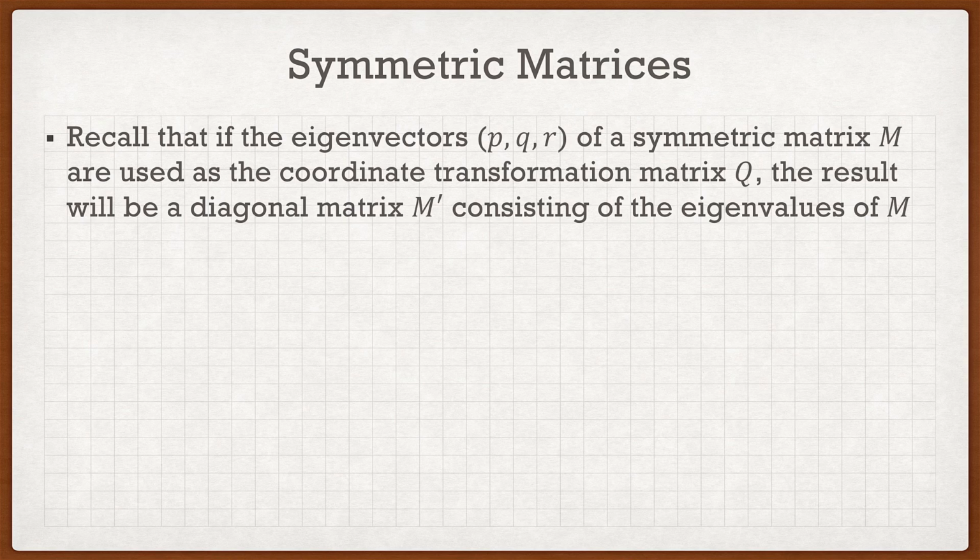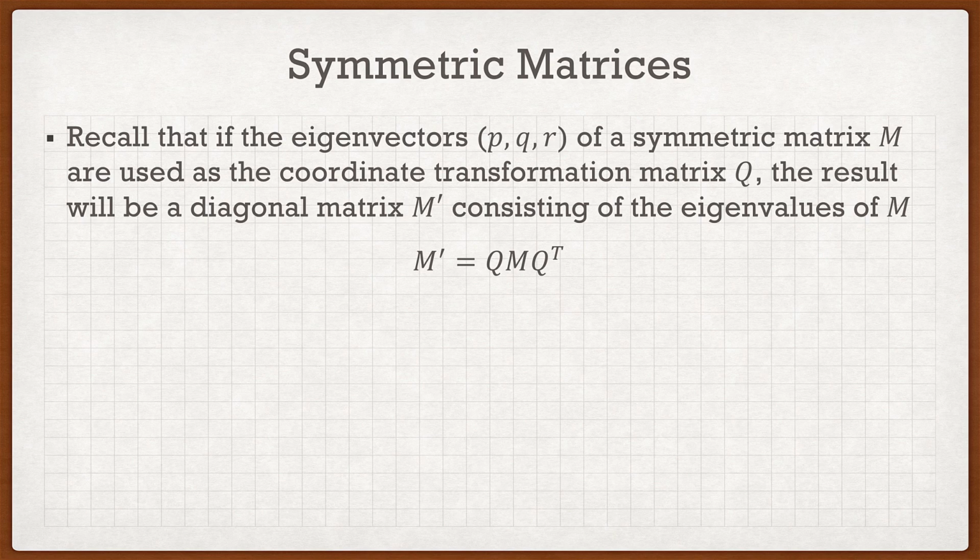So let's recall that if the eigenvectors P, Q, and R of a symmetric matrix M, so the key here is symmetric matrix M, are used as the coordinate transformation matrix Q, the result will be a diagonal matrix, and this is where all the bells and whistles go off in your head saying, oh wait, that's what part B was asking for, diagonal matrix M. And this diagonal matrix M will consist of the eigenvalues of M. You're saying, Clayton, that's too much English. I don't like English, I prefer math. What exactly does this mean?